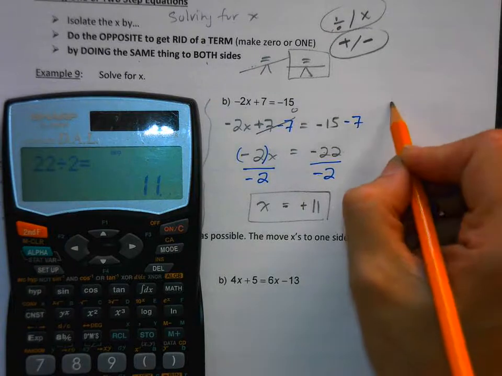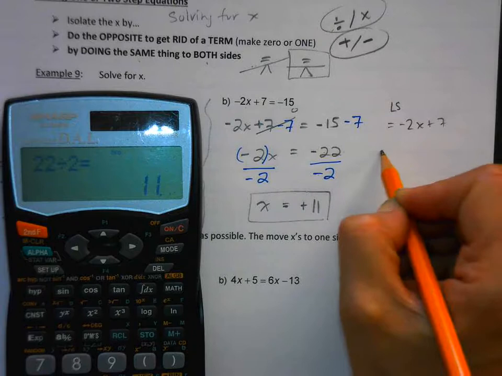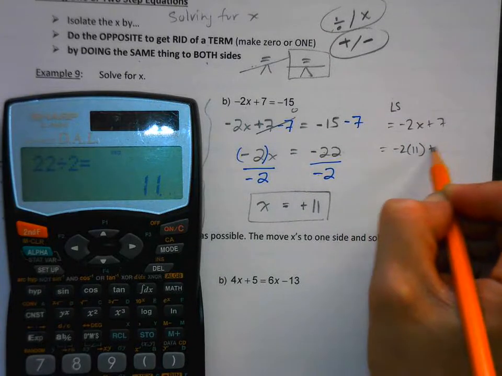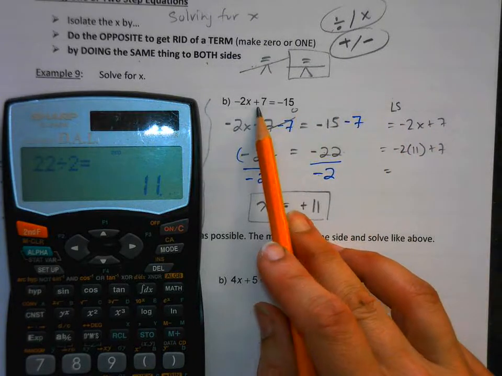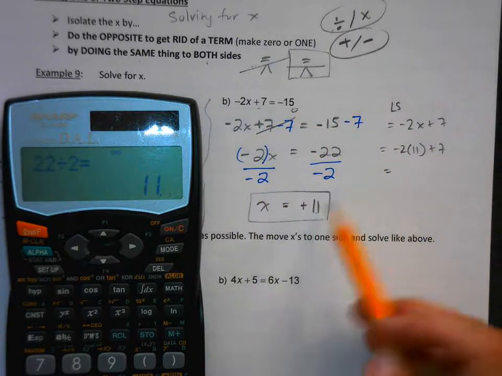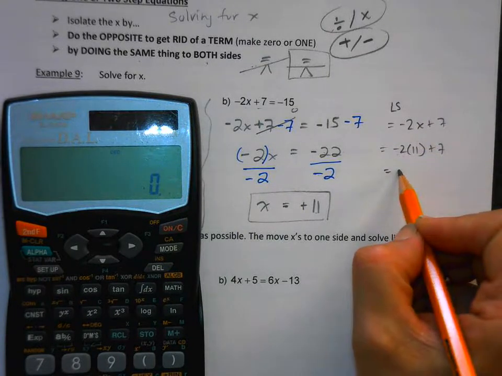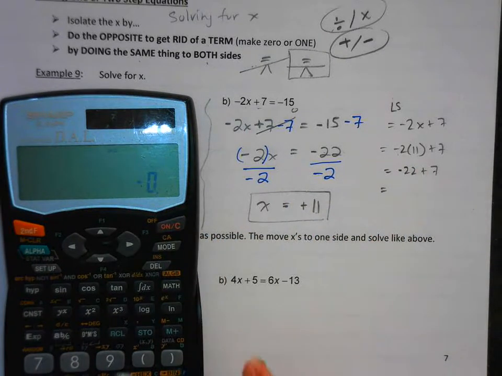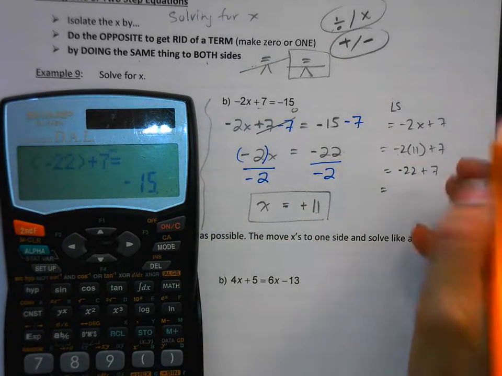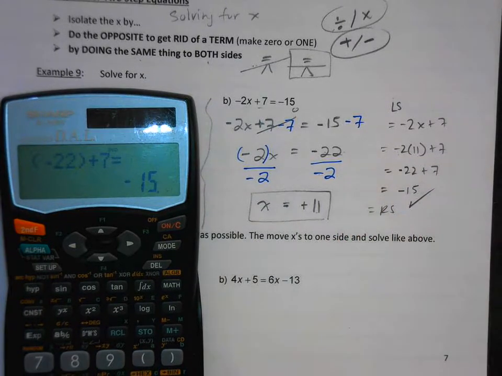If we want to do our left side, right side check, let's do that. Negative 2x plus 7, negative 2 times 11. So what I've done is write down the left side of the equation. I substituted in what I think x should be, and now I go ahead and do the math. Negative 2 times 11, negative 22, plus 7, so negative 22 plus 7, and that equals negative 15, which equals my right side, and that is check. Awesome.